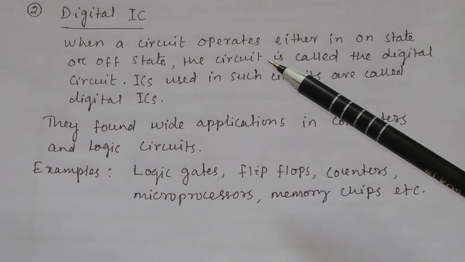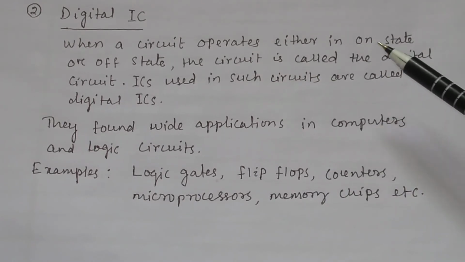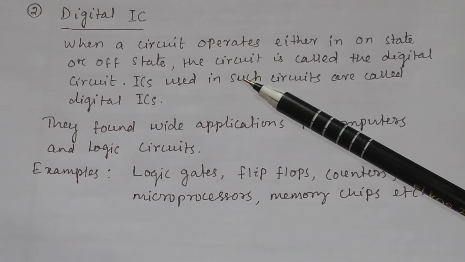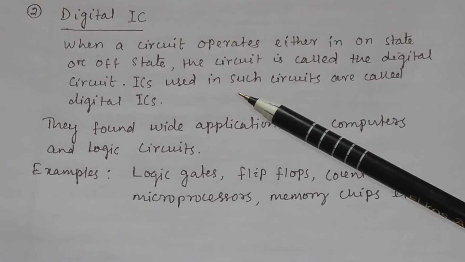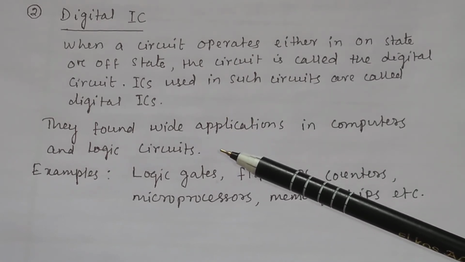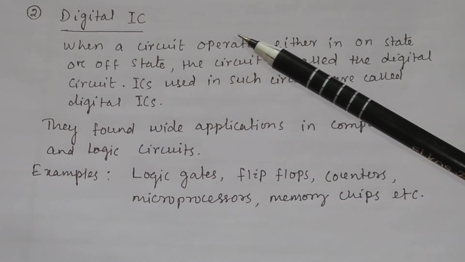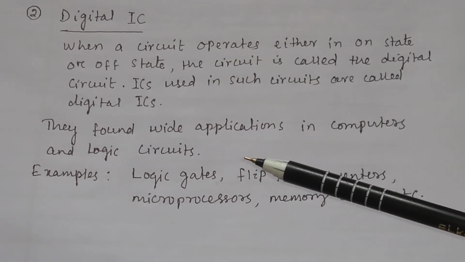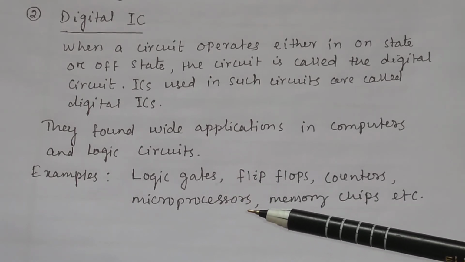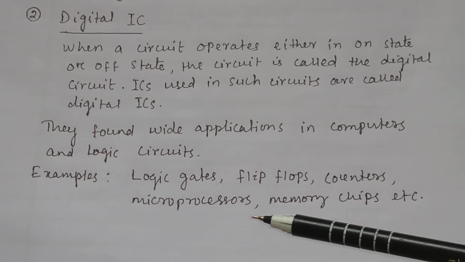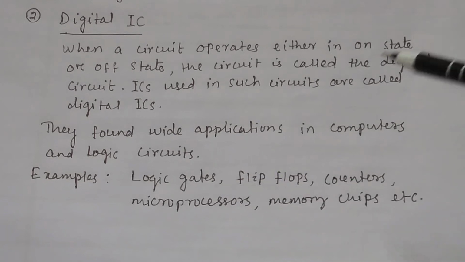Now we'll discuss digital IC. When a circuit operates either in on state or in off state, the circuit is called a digital circuit, and ICs based on such circuits are called digital ICs. They found wide application in computers and logic gates. Examples are logic gates, flip-flops, counters, microprocessors, memory chips, etc. You will read about the digital ICs in your next units.